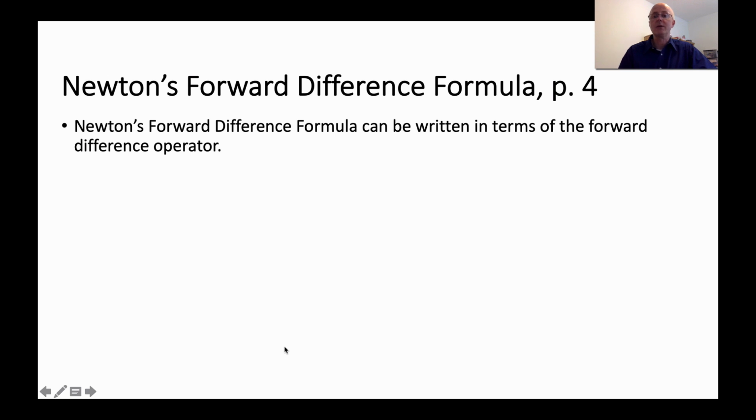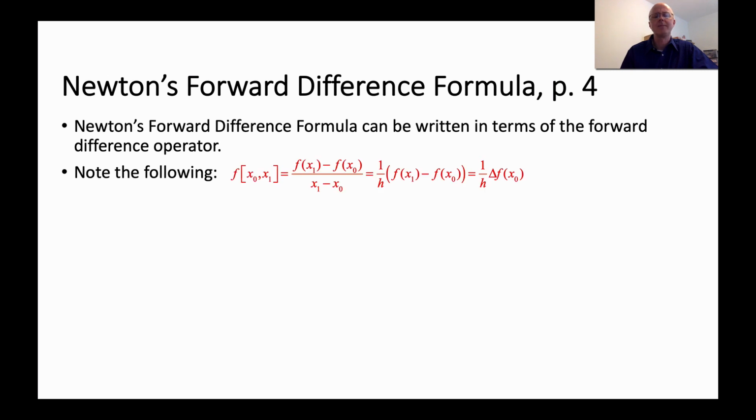We can write Newton's forward difference formula in terms of the forward difference operator, and that could be perhaps handy. It will be in some ways, we'll see. Note the following. The first divided difference here, this is our symbol for that, which equals this, can be represented in terms of the forward difference operator. x1 minus x0, because our nodes are equally spaced, equals h. And this is the forward difference operator applied to f of x0. It would be f of x1 minus f of x0.